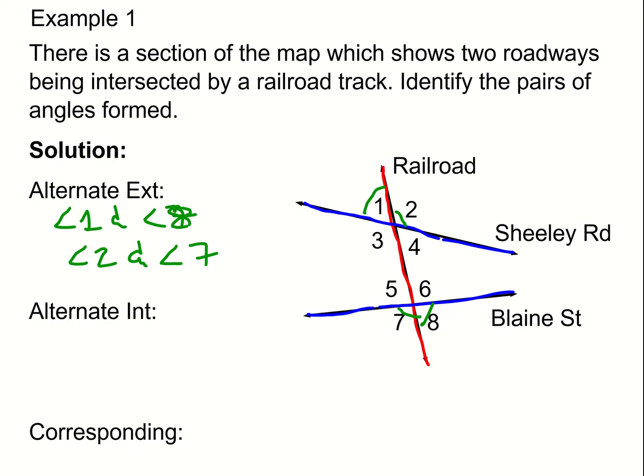So for the alternate interiors, what we have here, the ones that are inside are 3, 4, 5, and 6. But the ones that are opposite sides are 3 and 6. And then we have 4 and 5. So those are my alternate interiors.